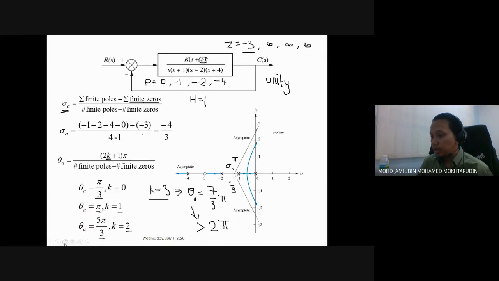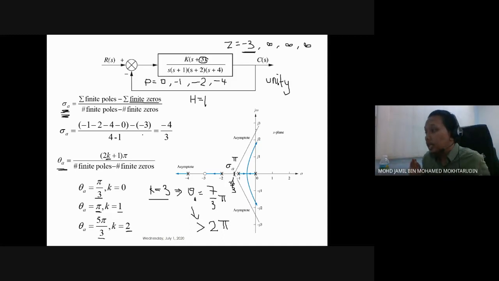Okay, so the first asymptote is pi over 3, this line. The second asymptote is pi, the angle pi, which is this line here. And then the third asymptote is 5 pi over 3, another line here. So these lines will start at the intersection sigma A just now. So when you found sigma A, which is negative 4 over 3, the asymptote will start from the intersection and then follow the angle you found by calculating theta A.